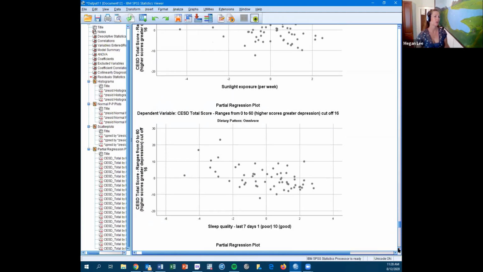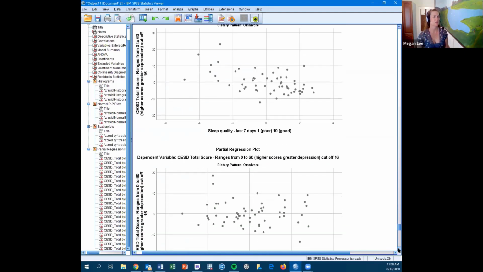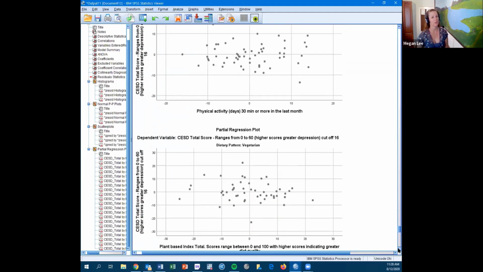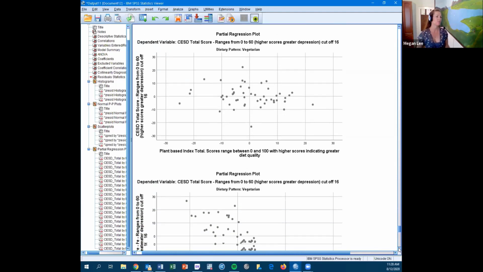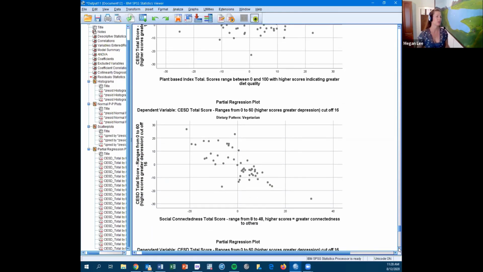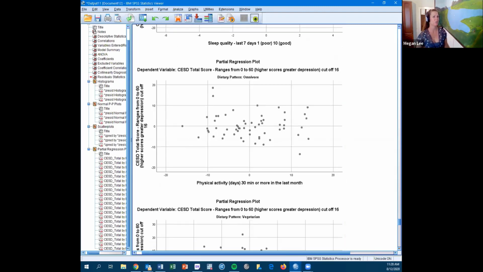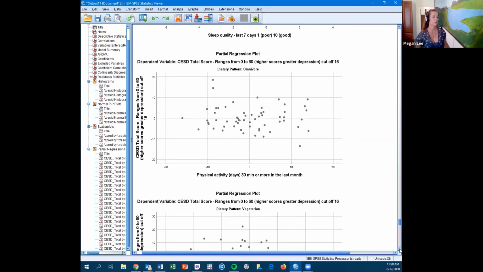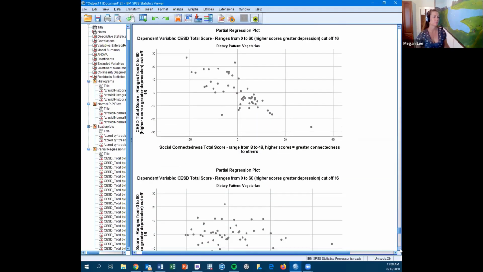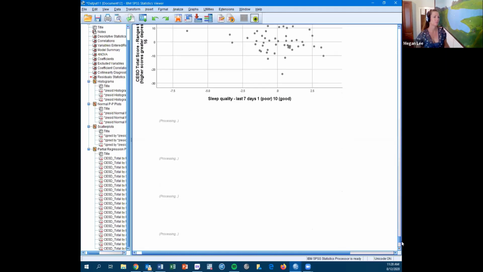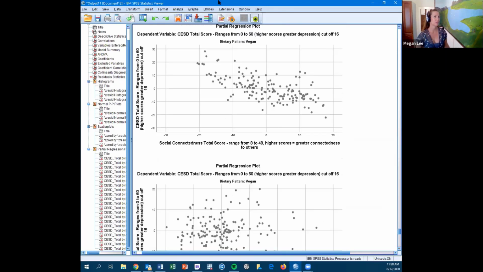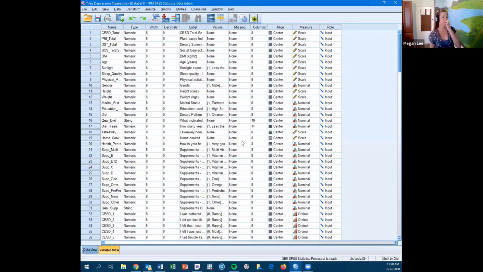Obviously, these are showing that sleep quality and social connectedness are the only ones that really have any sort of incline or angle. There's social connectedness, obviously, with its negative incline. Everything else is kind of straight across. Very interesting indeed. Same sort of thing. Good job, everybody.